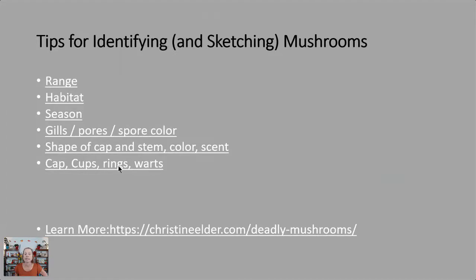So yeah, basically for identifying mushrooms for both eating and sketching, you want to think about the range, like where have you found them? What continent are you on? What habitat, like we said, oak woodlands, or is it a conifer forest? What season are you in? Because some like to come up in the spring, like these morels we're going to draw, and some are more in the fall. Then you're going to want to know if they're a gilled mushroom or a pored mushroom, and what color the spores are. Notice the shape of the caps and the stem, their colors, and their scents. Mushrooms have a lot of very unique scents that really help you to distinguish what they are. And again, the shape of the cap and the cups and rings and warts and all that stuff.